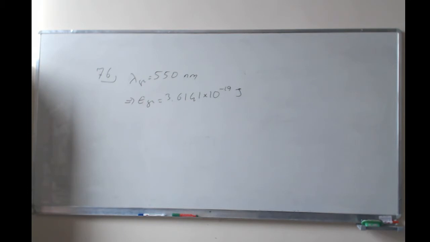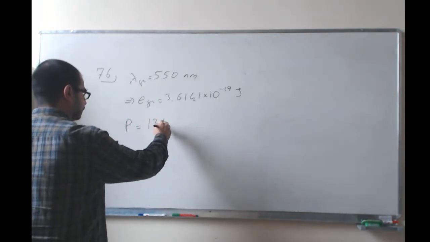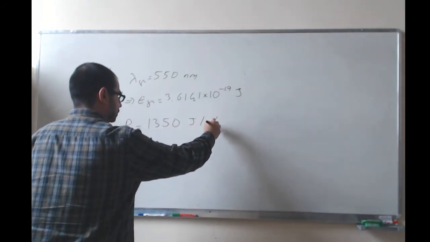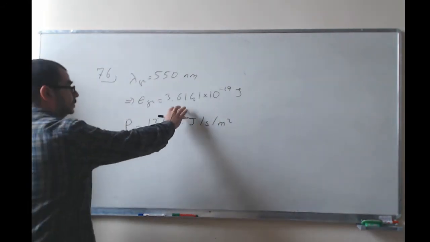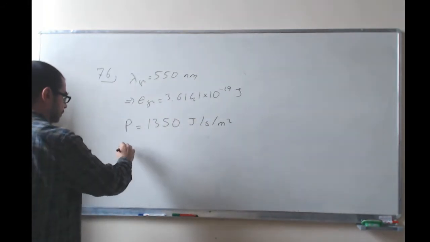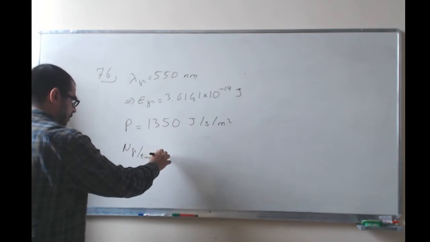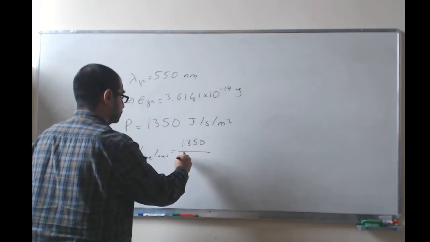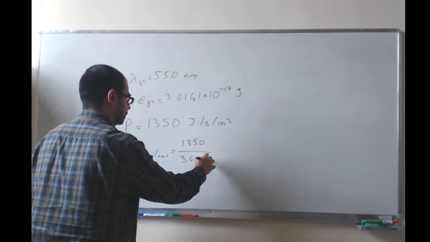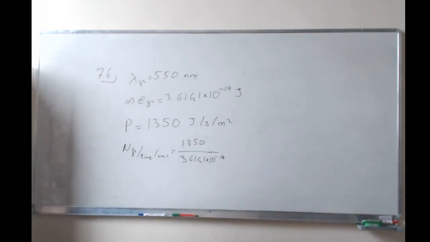So we're just going to take this. The power is 1350 joules per second per square meter. And to convert this into photons, of course, we have to divide by this. So the number of photons per time per area is going to be 1350 divided by this number here, 3.6141 times 10 to the minus 19. Because this is joules and this is already joules, this is going to be number of photons per second per meter squared.